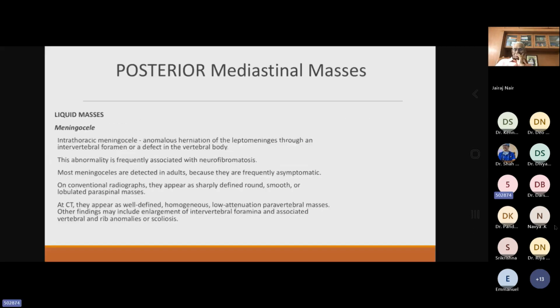Cystic masses include the meningocele. Intrathoracic meningocele is an anomalous herniation of the leptomeninges through an intervertebral foramen or a defect in the vertebral body. This anomaly is associated with neurofibromatosis, mostly seen in adults, and is frequently asymptomatic. On conventional radiograph, they appear as sharply defined, round, smooth, or lobulated paraspinal masses. At CT, they appear as well-defined, homogeneous, low attenuation paravertebral masses.